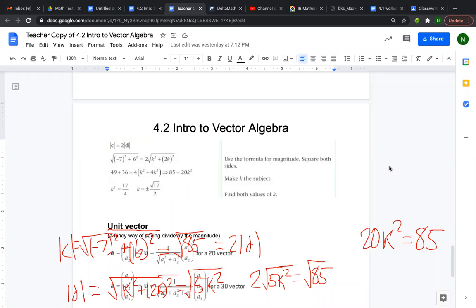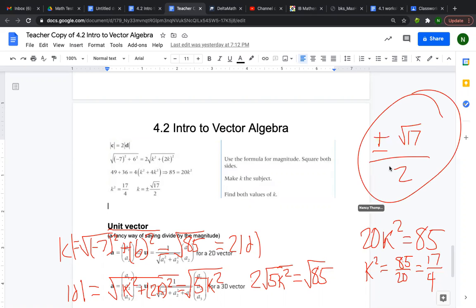Divide by 20 on both sides, you get k squared is equal to 85 over 20, which simplifies to something over 4. 85 divided by 17 is... so 17 over 4. And then you take the square root of that. So then you should get plus or minus the square root of 17 divided by 2. And that's your final answer. It's the value of k. Cool? Very cool.